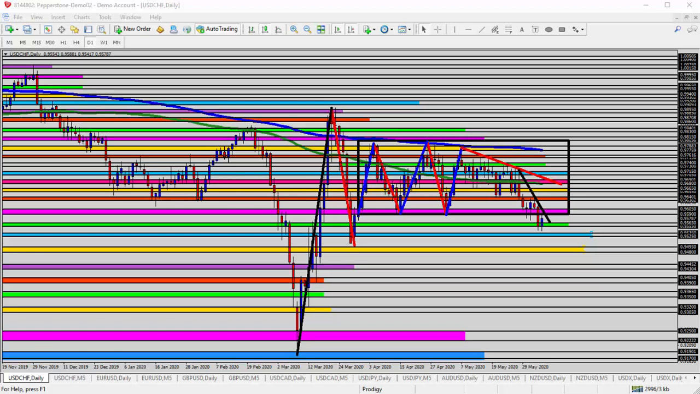2020. Today we're looking at the USDCHF, the US dollar versus the Swiss franc, for today's trade analysis.